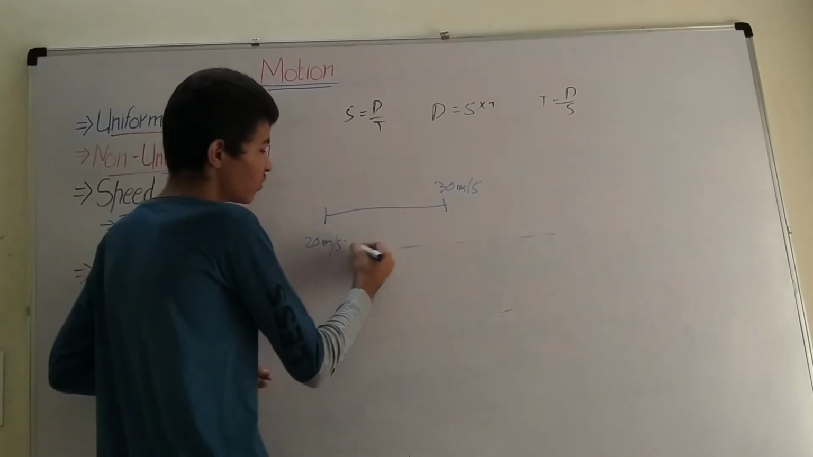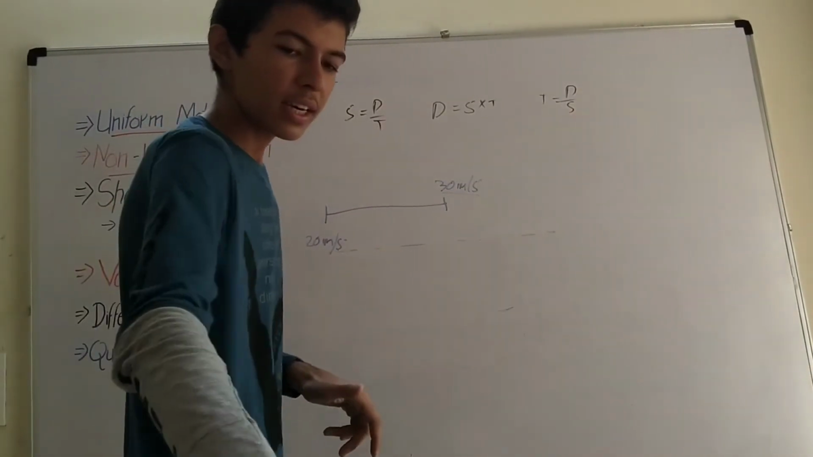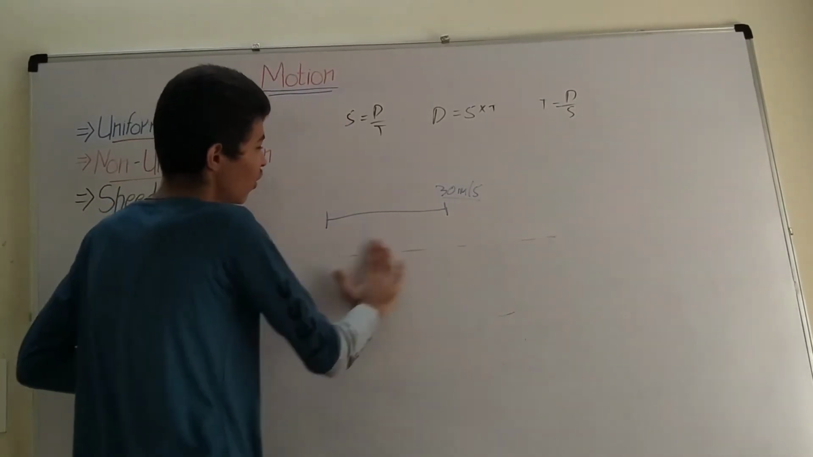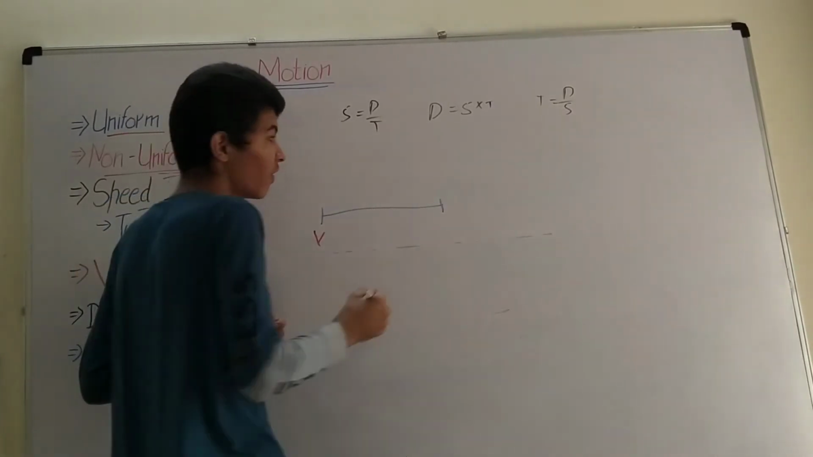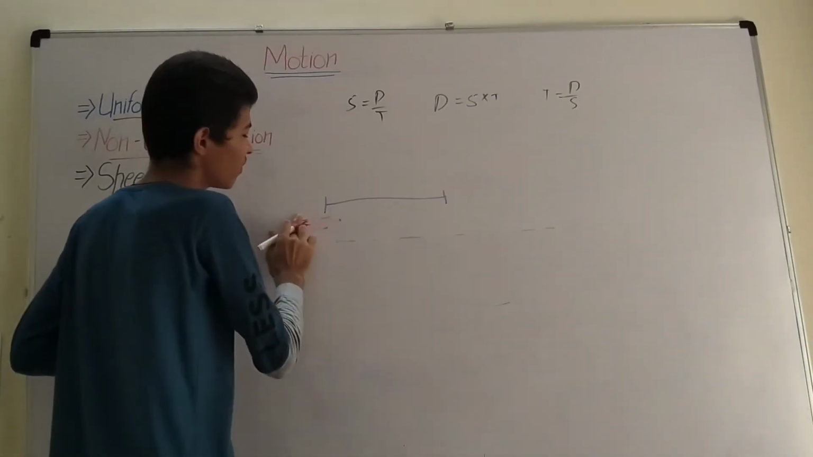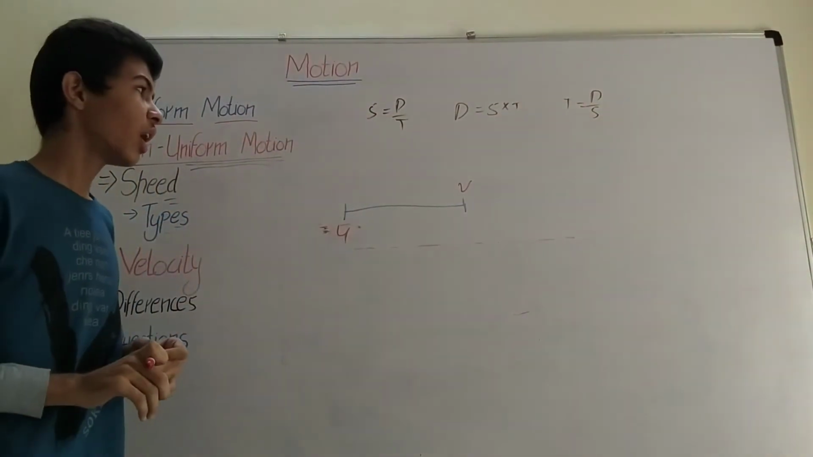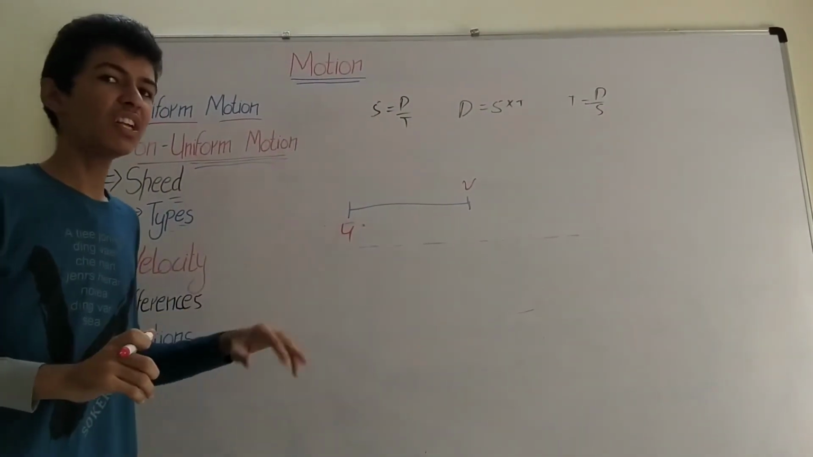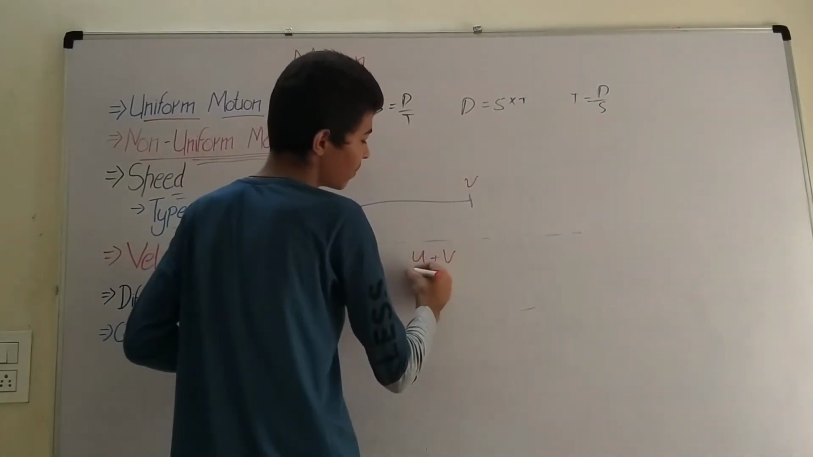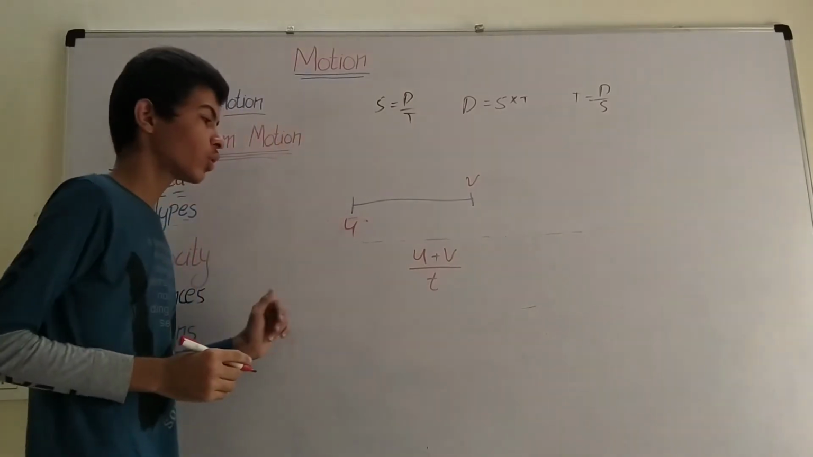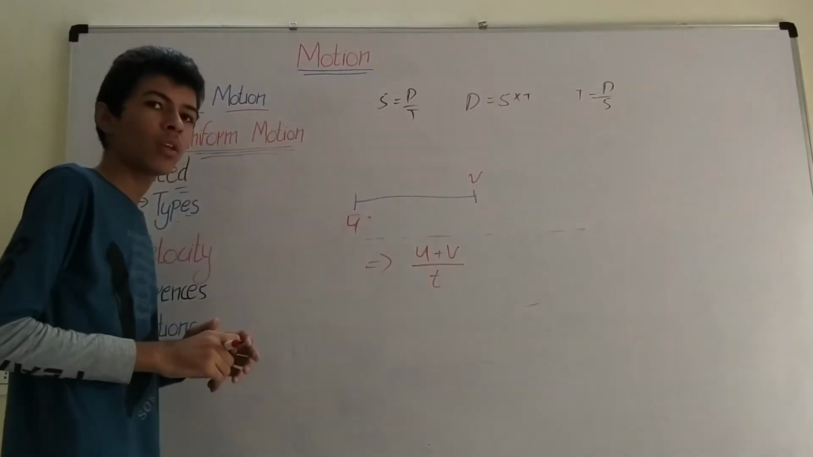So what is the answer here? Let's take the variables. Instead of this, I have given that it was initially moving with the speed u, and then it changes to the final speed v. So now what is the average speed? It is given by (u plus v) by 2. This is when the body is uniformly accelerating.